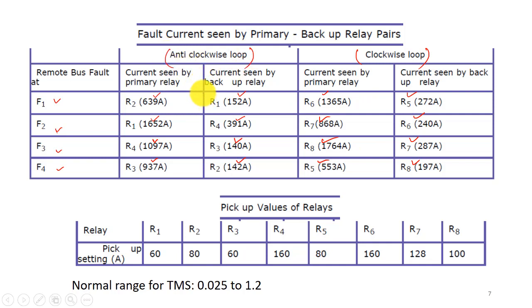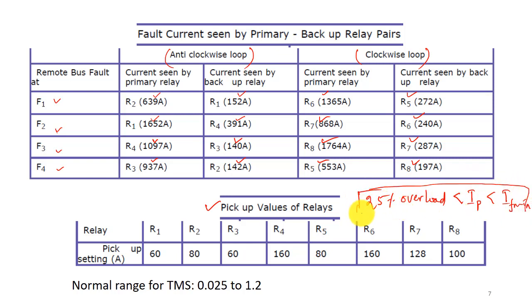Now the question is, if we know the pickup value we can choose. Already we know how we can choose. Pickup value can be chosen between 125% of overload current, less than or equal to pickup current, less than IF minimum. So by using this criteria, the pickup current is chosen and it is shown in the table. Now you can see the pickup current for different relays.